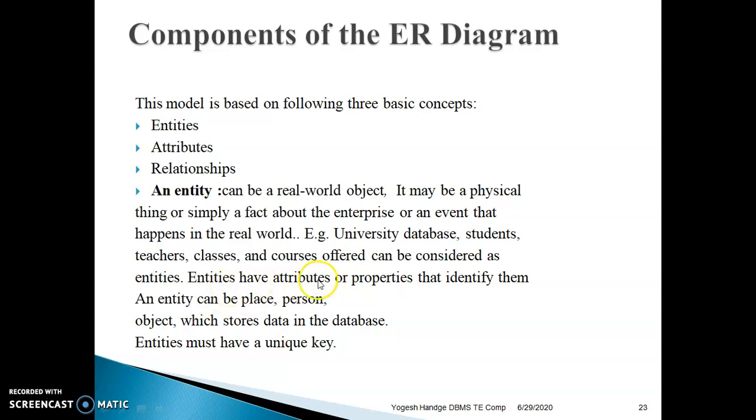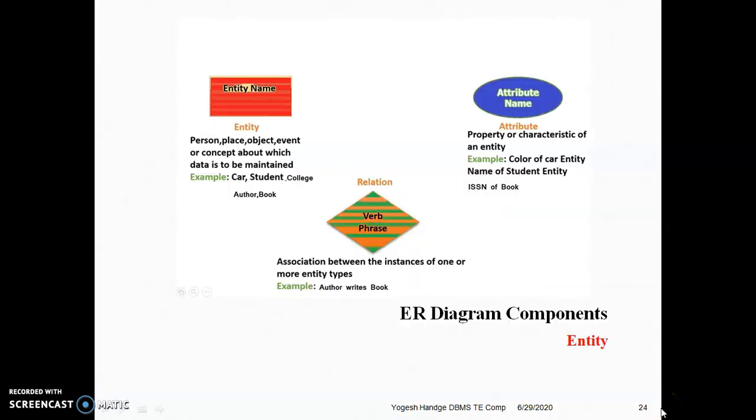Entities have attributes or properties that identify them. An entity can be a place, person, or object to store in the database. Entity must have a unique key. See the symbol or notation of the entity, attribute and relationship.